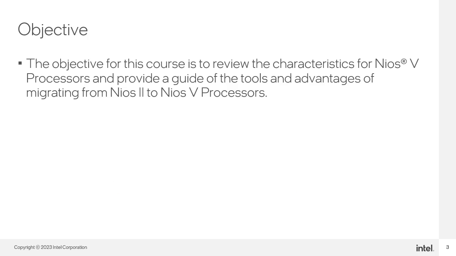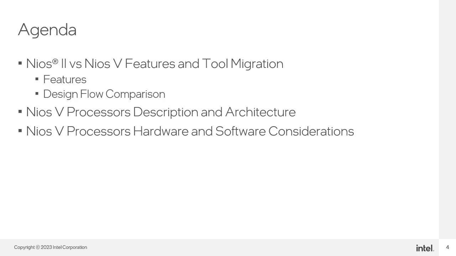The objective for today's course is to review the characteristics of Nios V processors and provide a guide of the tools and advantages of migrating from Nios II to Nios V processors. The agenda topics for today's training will be highlighting differences between Nios II and Nios V processors' features and tool migration, Nios V processors' description and architecture, as well as hardware and software considerations when migrating from Nios II to Nios V.